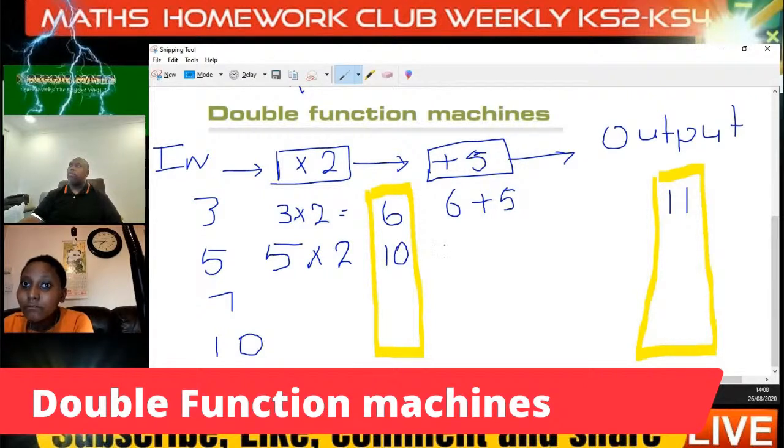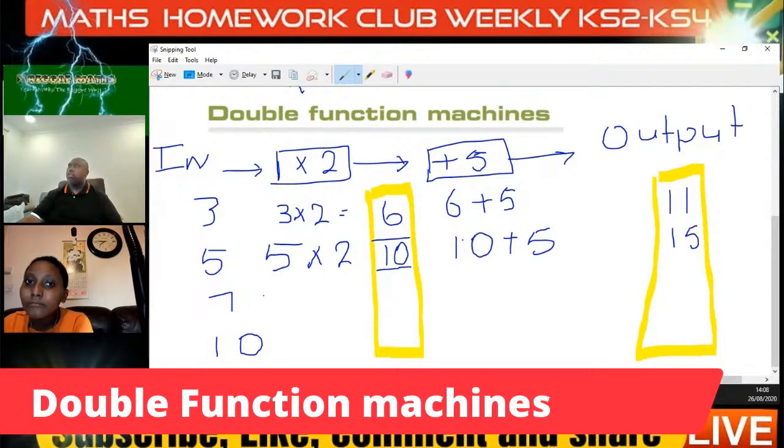What's my next step? 7 add 5. Wait, why 7? It's 10. Our answer is 10. Yes, boss, 10. The 10 came from the first operation. So it's 10 add 5. 15. Gives you 15.